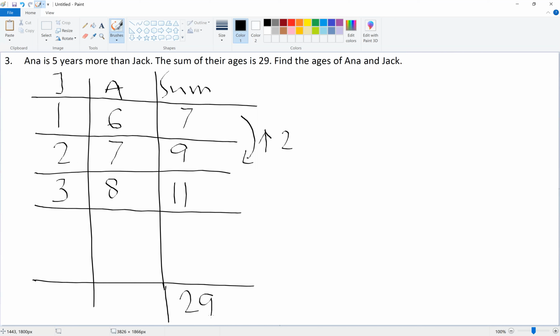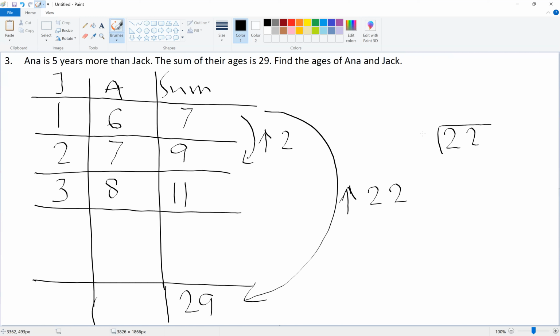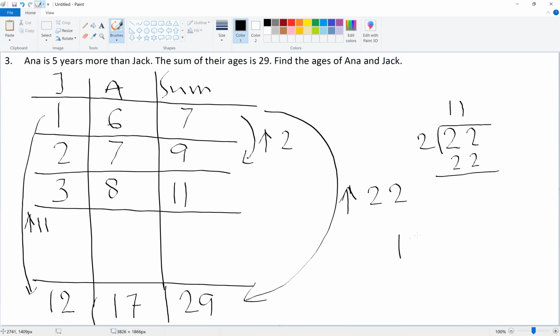So 29. So it has to go up 22 times. So that means you have to do 11 times. So if you do it 11 times, what would be Jack? It would be 12, and then for Anna, 17. So 12 and 17.